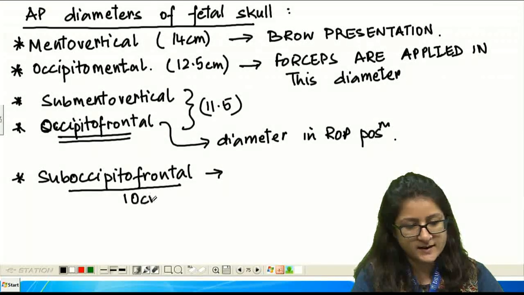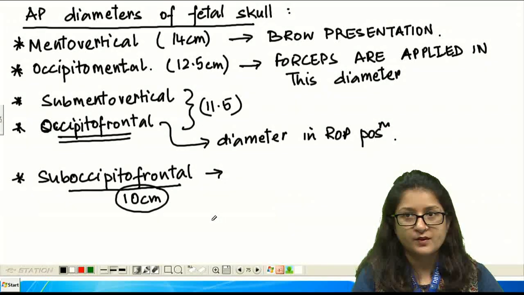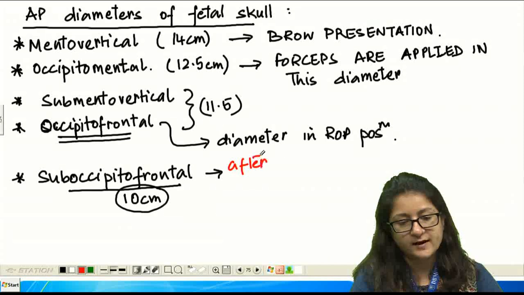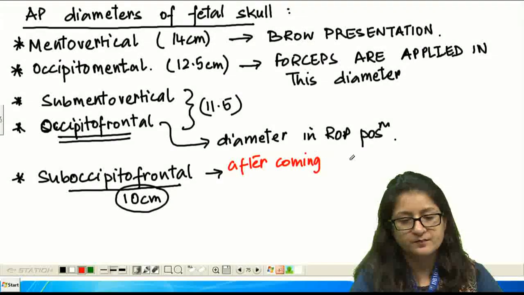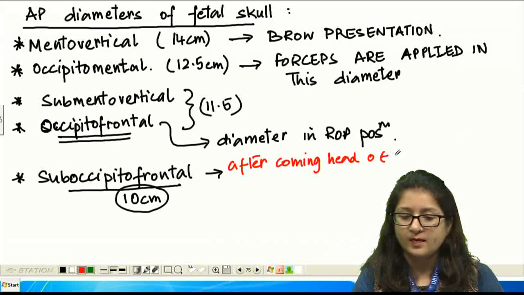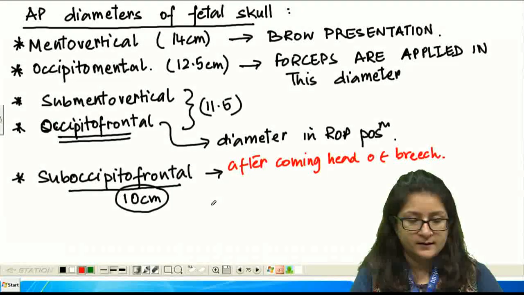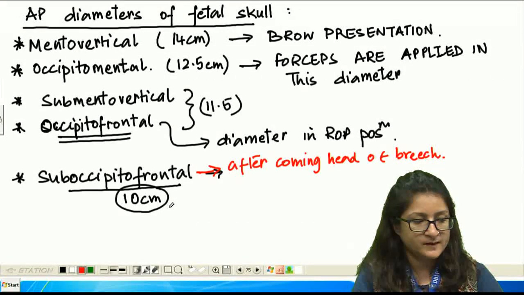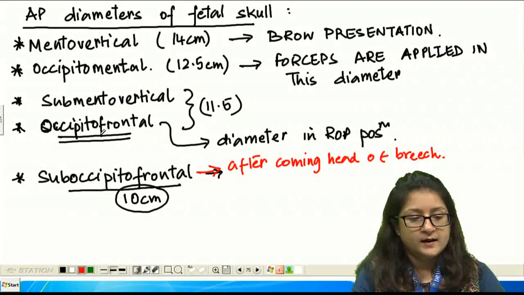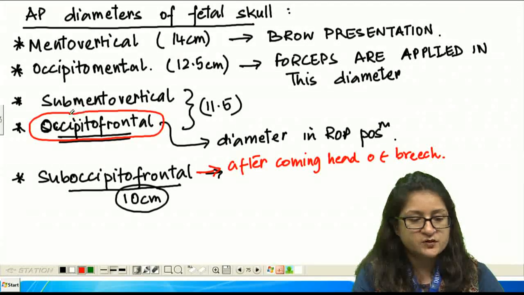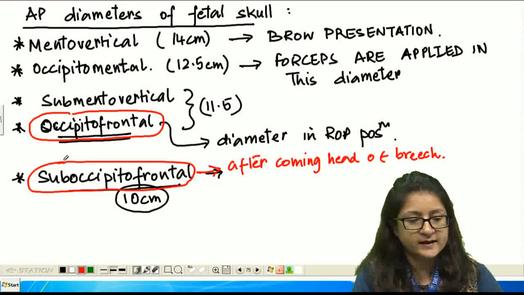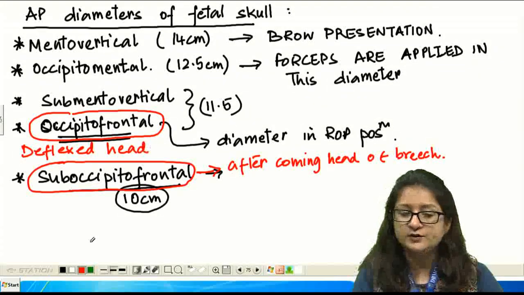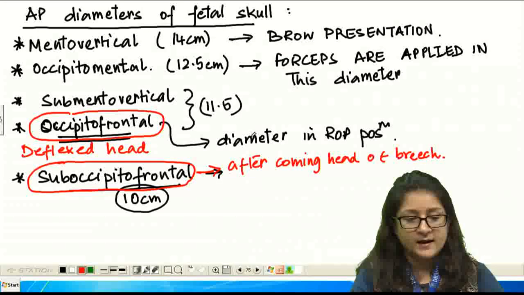This is around 10 centimeters, and the aftercoming head of breech engages by the suboccipitofrontal, right? Both these diameters, the occipitofrontal and the suboccipitofrontal, are diameters of the deflexed head.